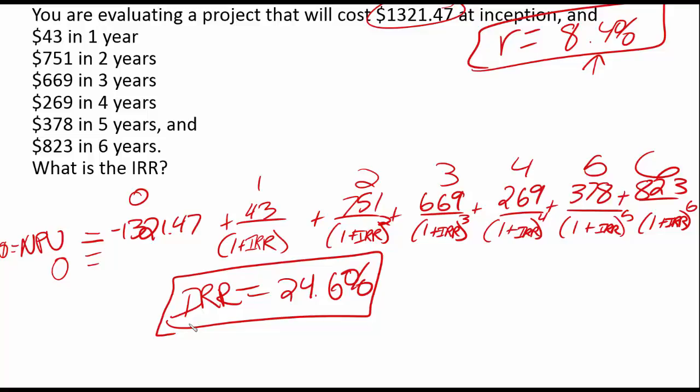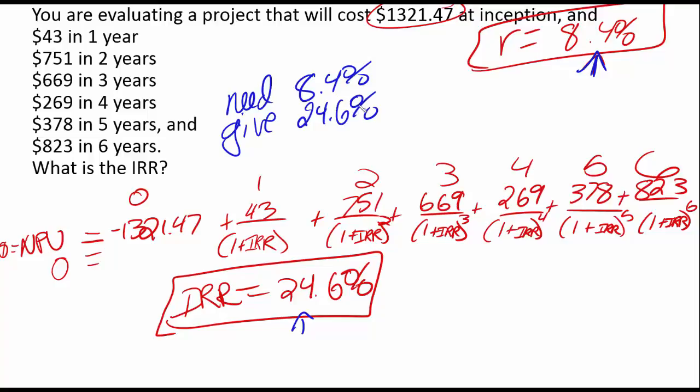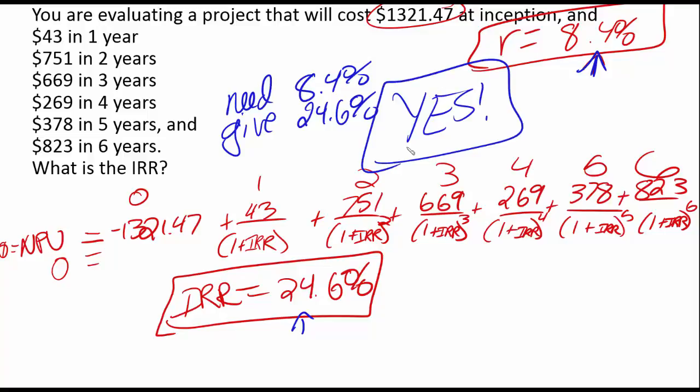Now, the question here is, should we be doing this, right? We have an IRR equal to 24.6%. We have a required return of 8.4%. Should we do this? Yes, we should do this because I need 8.4%, and this project is going to give me 24.6%. The return on this project is dramatically higher than what I actually require. So yes, we will be doing this project. It exceeds it dramatically. It's going to make us a really high return. So absolutely we should be doing this.